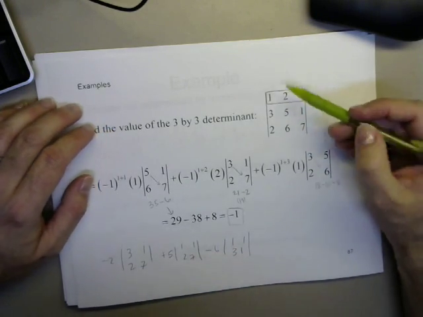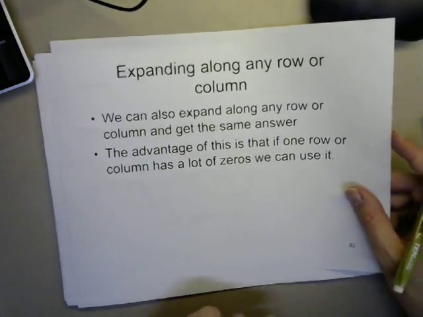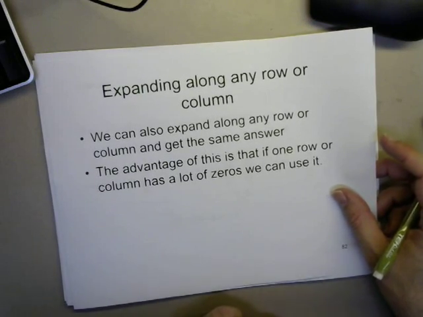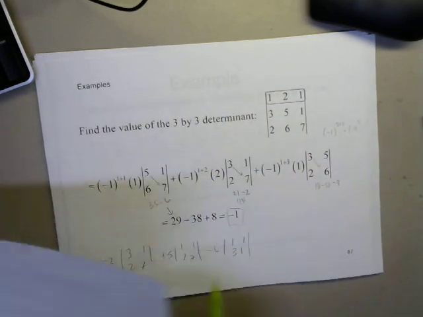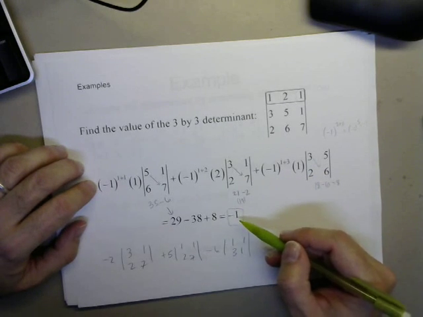And the idea, again, like I said, is that it shouldn't matter which row or column you expand along. So in this case, like I said, if you have a row or column that has all zeros, or a lot of zeros in it, expand along that. Now in this particular case, there isn't any, but we should get the same answer no matter what row or column we expand along. So let's work this out and see if we get the same determinant.